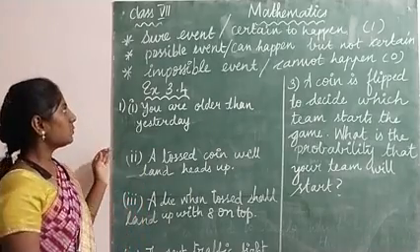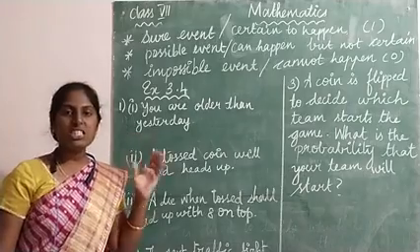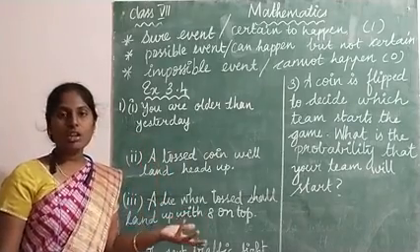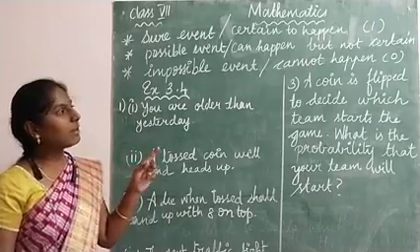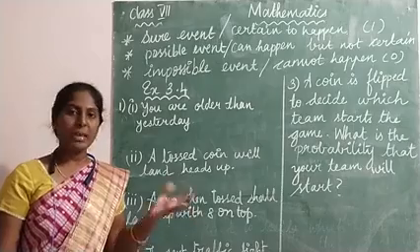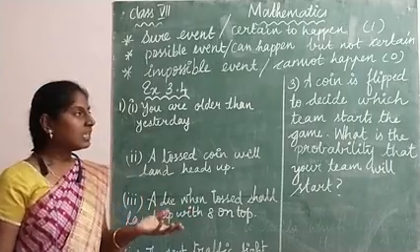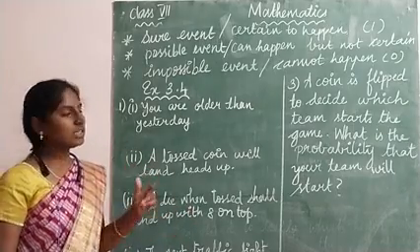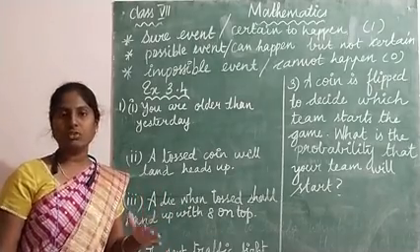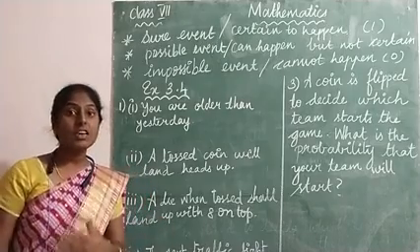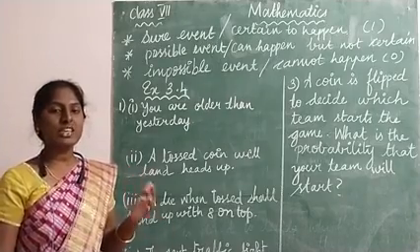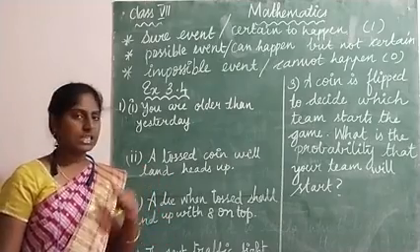Is it clear? Next one is possible event. A possible event can happen or cannot happen. It is said as can happen but not certain. It is not sure. It may happen or it may not happen, right? Yes. Next one, impossible event. That is cannot happen at all. For example, the sun rises in the west. That never happens, right? So such type of event has a probability of 0, right?